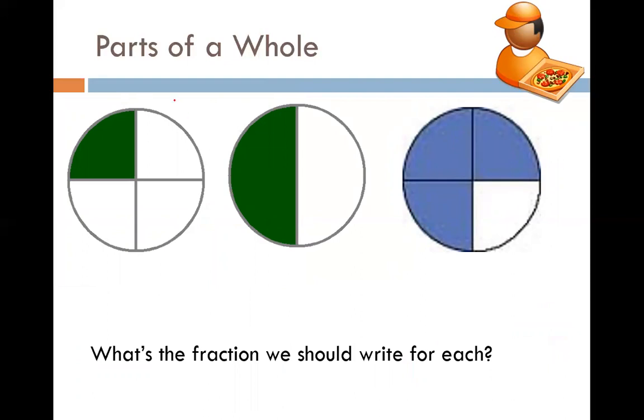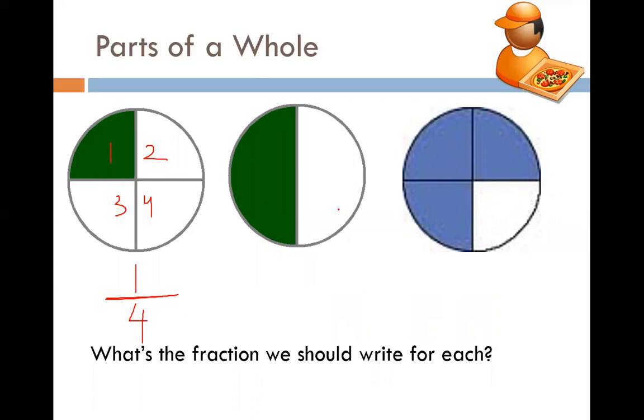Here we have parts of a whole. We have three circular shapes, and they have been divided into equal parts. If we look at the first figure, it has been divided into 4 equal parts, which means it's divided into quarters. Quarters means 4 parts. So what is the fraction for it? Firstly we will write a fraction bar. Then I will write the denominator, that is the 4 equal parts, and 1 part is shaded out of 4 equal parts, so I have to write 1 in the numerator.